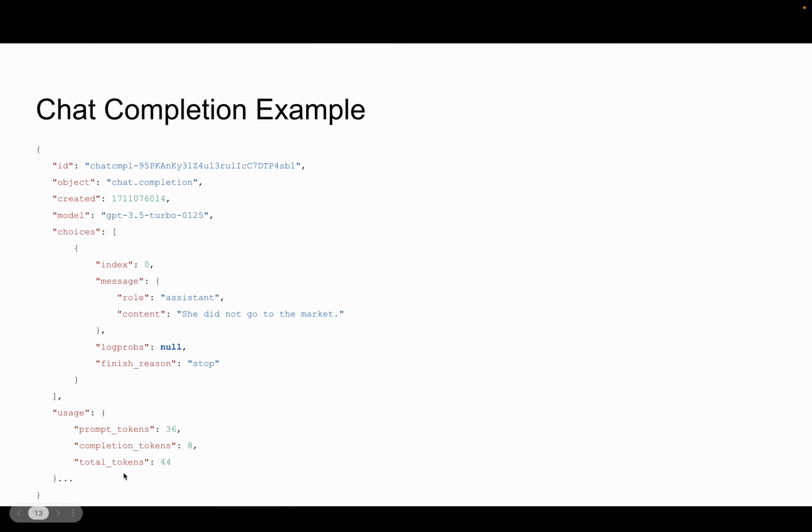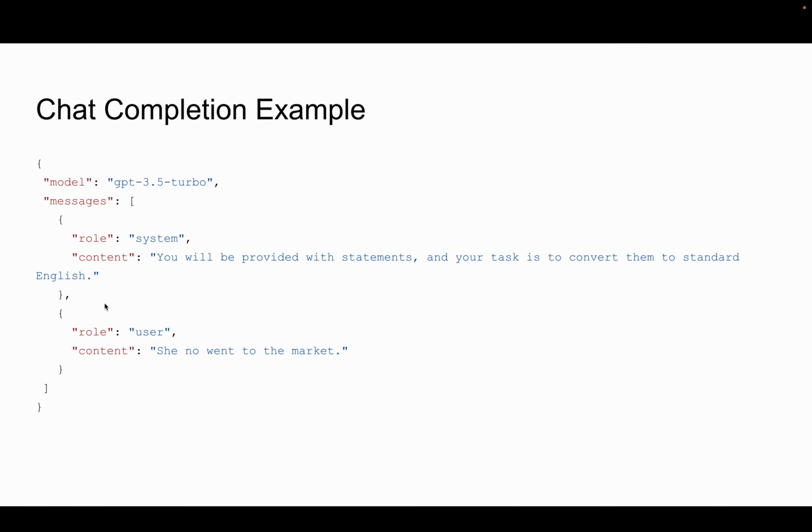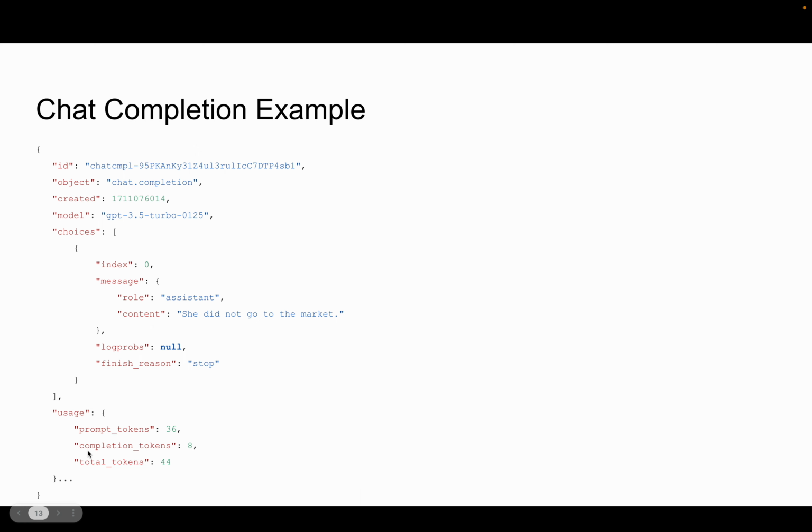And here is the usage. The usage is the tokens this API request has used. As you can see, the prompt tokens mean the input tokens, so here are all the input messages, and the completion tokens are this message, the output message. So the ChatGPT API is charged by both input and output tokens.